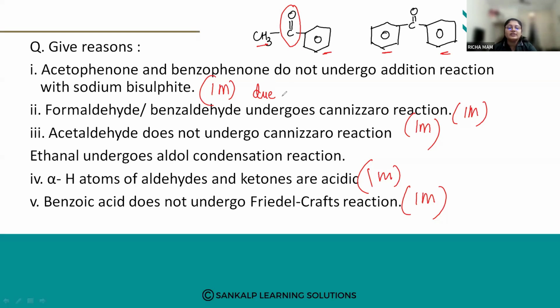You have to give the reason in a word or a sentence. You should not stretch it more. So: due to steric hindrance of bulky aryl groups. Got it? Fine. So acetophenone and benzophenone do not undergo addition reaction with sodium bisulfite. It is due to steric hindrance of bulky aryl groups.